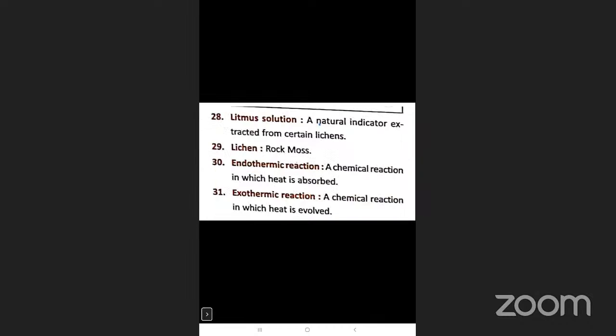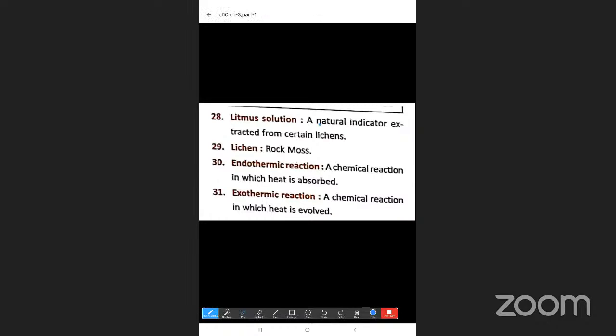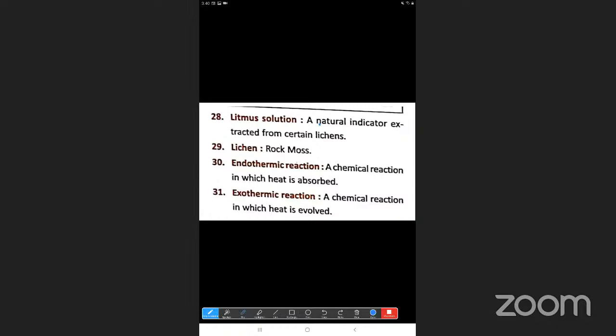And next one, litmus solution. A natural indicator extracted from certain lichens is known as litmus solution. Lichen means a rock moss. We will discuss this clearly later.